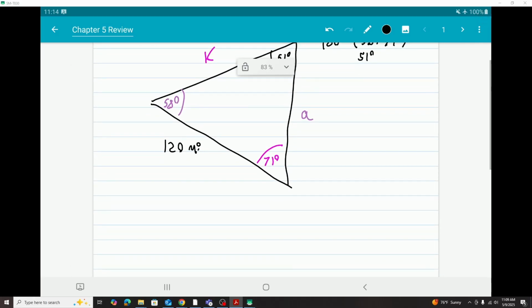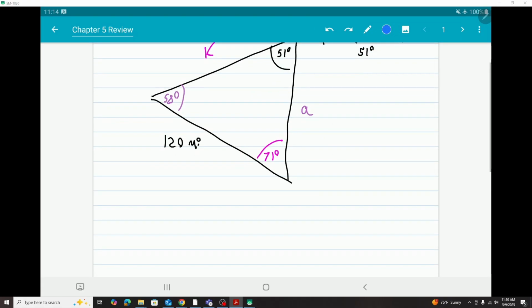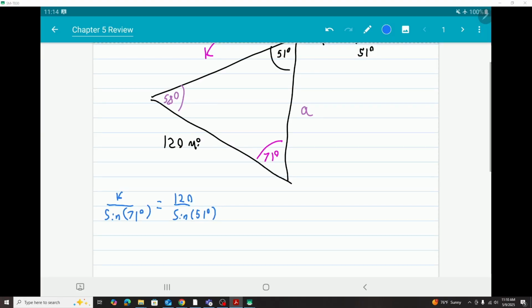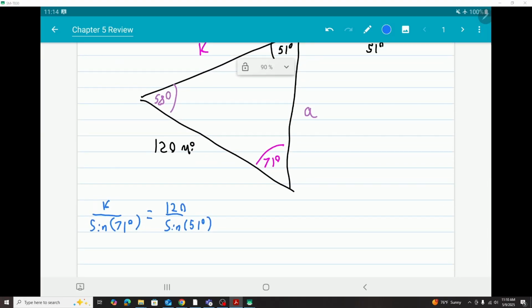We can find K. How do we do that? We use the law of sines. Whenever you know a side and an angle pair, I can use the law of sines. Generally, at least in my opinion, that's easier. So I'm going to say K over sine of 71 degrees equals 120 over the sine of 51 degrees. And we can solve this for K.